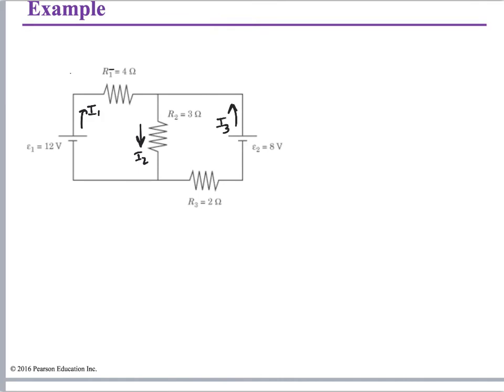Notice how quickly I did that? That means something. It means I don't care. I just choose directions. Because if I got the wrong direction, it doesn't mean I get the wrong answer. It just means I get a negative answer.